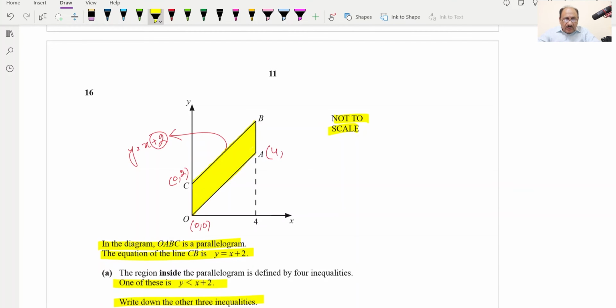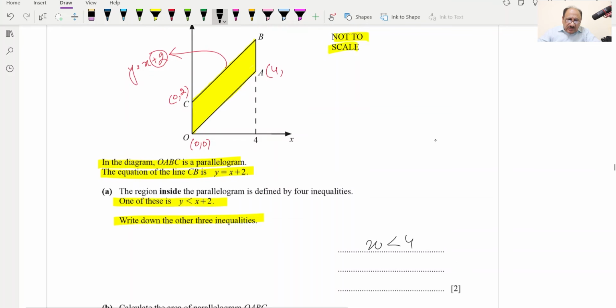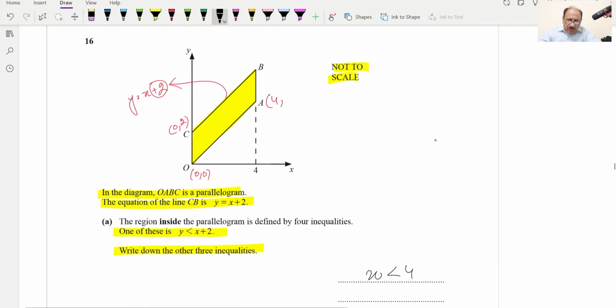This will be the parallelogram, and x value is less than 4, so we'll write the equation over here. One equation we can write is x is less than 4, and the second equation is y is greater than x value. So y is greater than x value, we can provide this. Because y is equal to x is this line, this is the y is equal to x line.